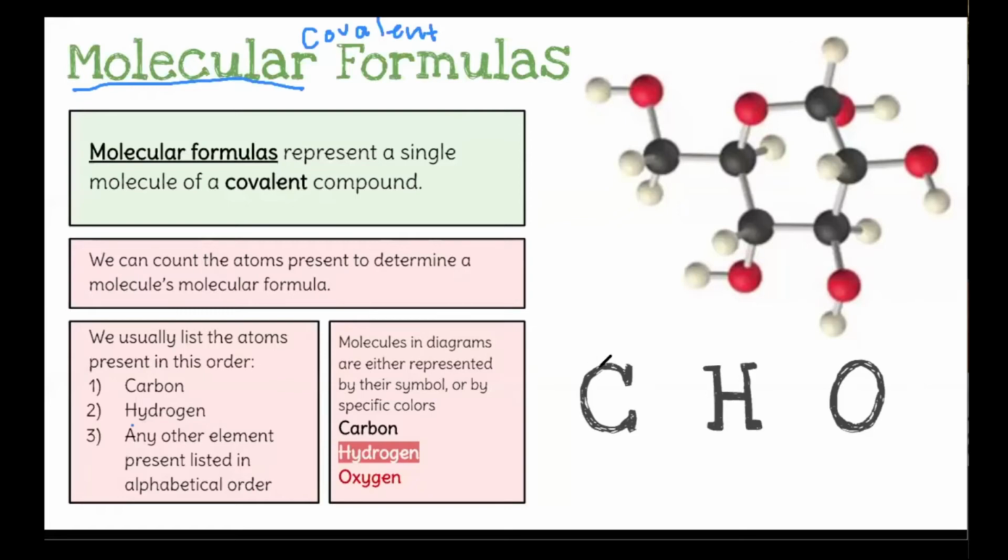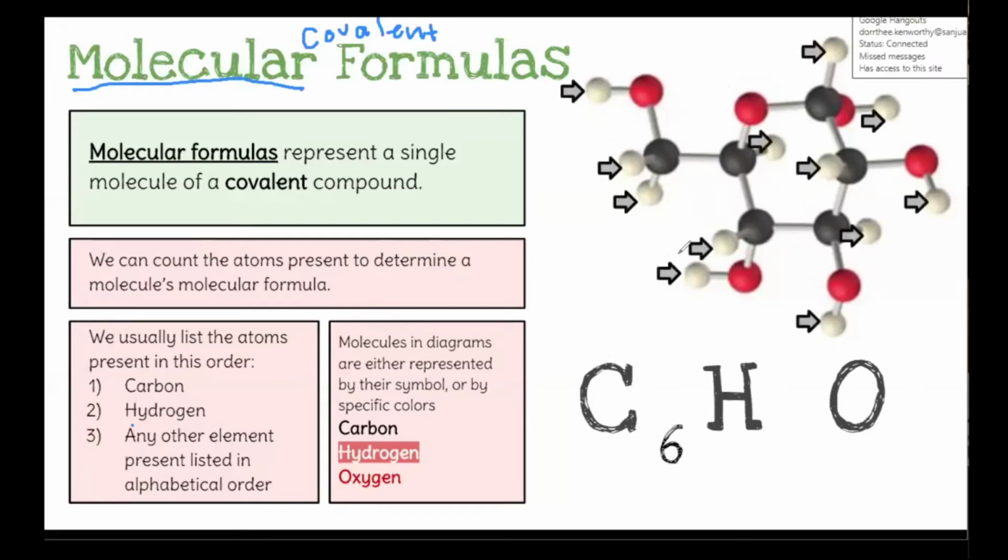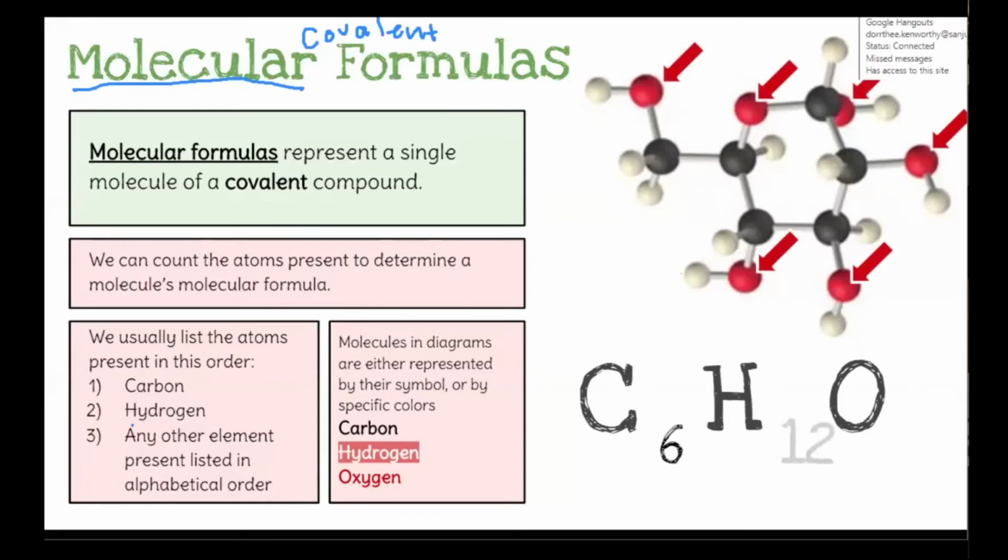So I already put these in order for us: carbon, hydrogens, and oxygens. So we can see that there are 6 carbon atoms in this molecule. We put the 6 down. There are 12 hydrogens if I go through and count them all. That goes next to my hydrogen. And there are 6 oxygens.